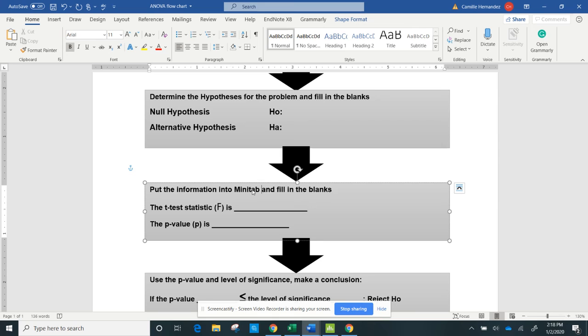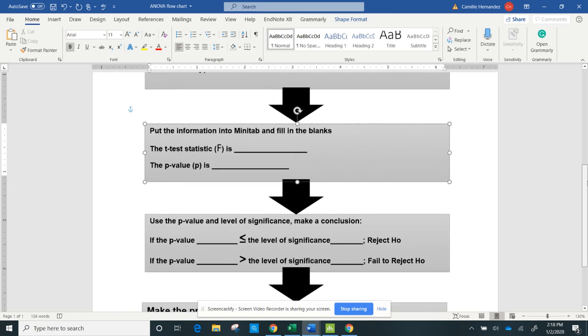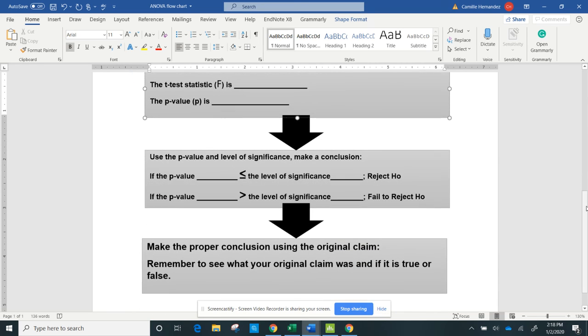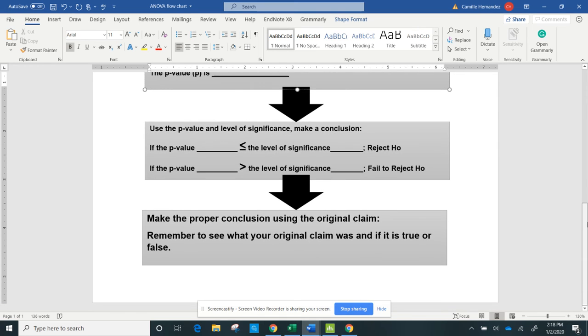So again, put your information in Minitab and then get the F and the P value. Again, it wouldn't hurt to look at the graph that it gives you, or even look at the means that it gives you for ANOVA. Then, when you're using your p-value and your level of significance, remember you can use this table to help you make the correct decision.